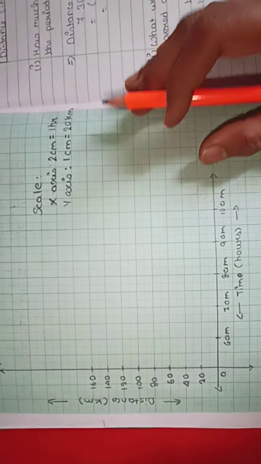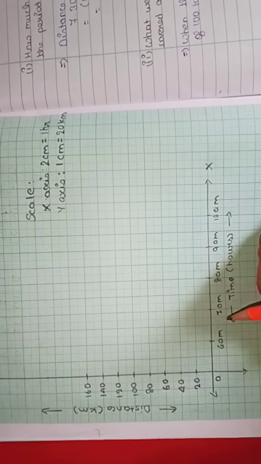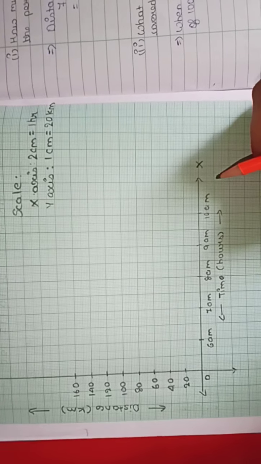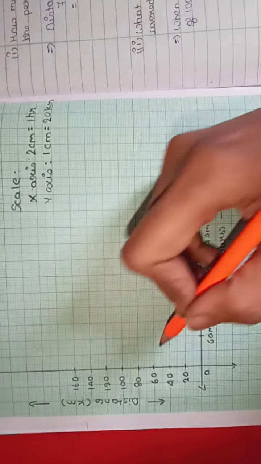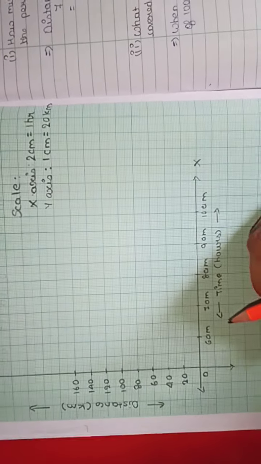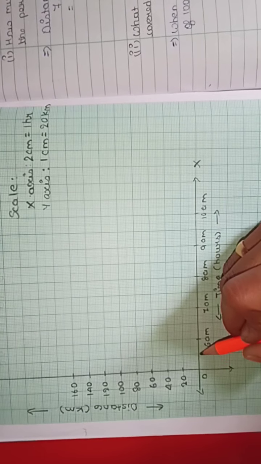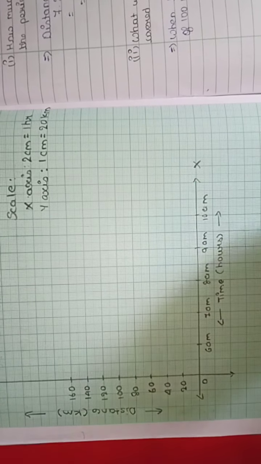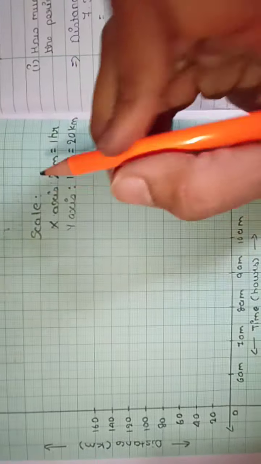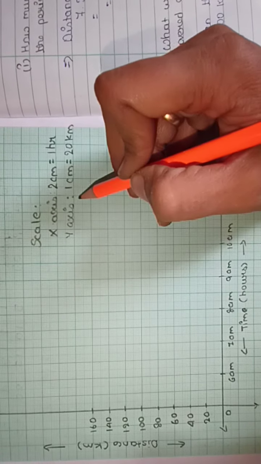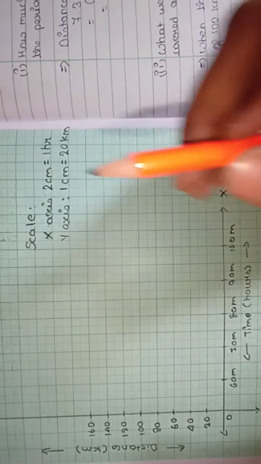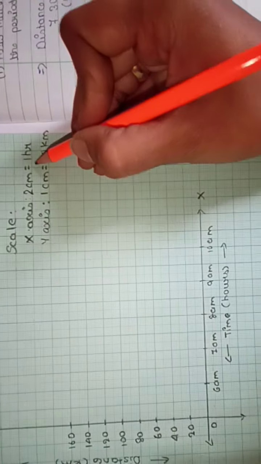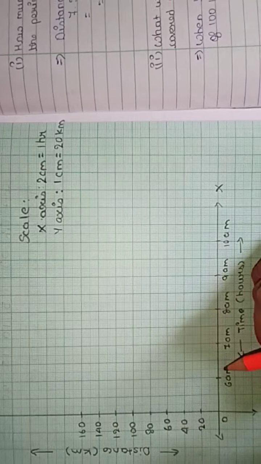Here I have taken the time in hours, the time taken to cover the distance, on the x-axis, and the distance covered on the y-axis. Here, instead of 1 unit or 1 centimeter, I have taken 2. You can also take 1 centimeter according to your scale, but it needs to be specified. The x-axis scale I am taking is 2 centimeters equal to 1 hour.